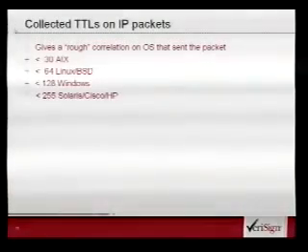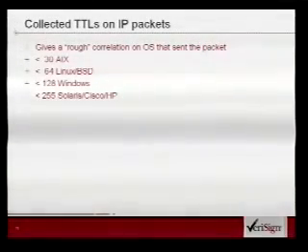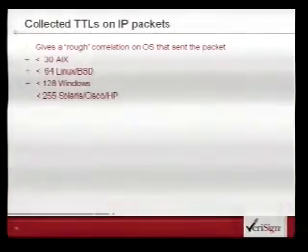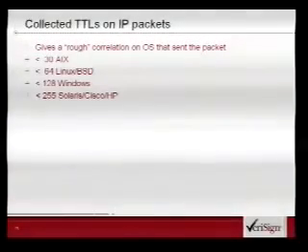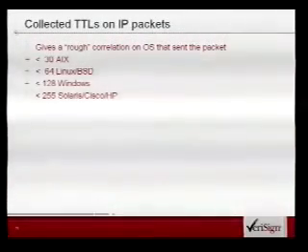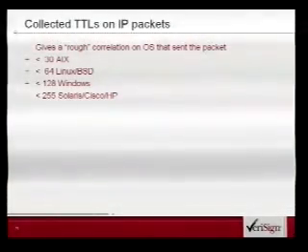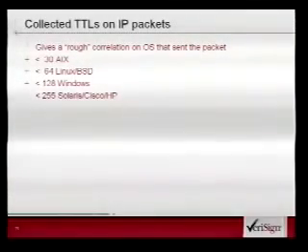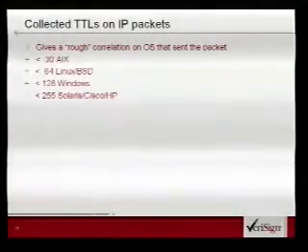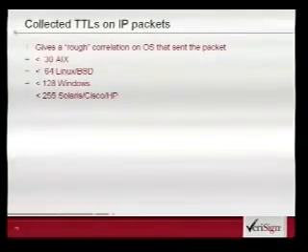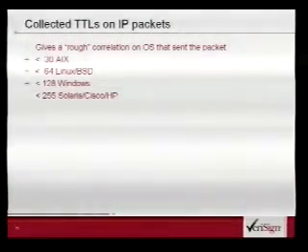So another interesting thing that we did as part of this project is we collected the TTLs on the IP packets. And this gives you a rough correlation, and I'm talking really rough. This is not something you can feel really definitive about, the correlation to the OS that sent that particular packet. If the TTL is less than 30, it was typically an AIX box. Less than 64, a Linux or BSD box. Less than 128, a Windows box. And less than 255, a Solaris or Cisco or HP box.